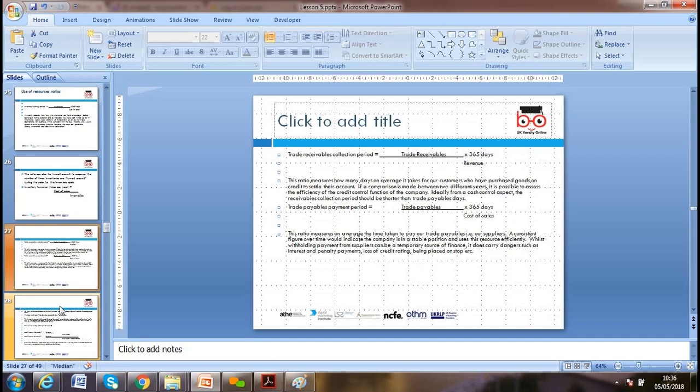Why? What do you think? Because normally when we have to pay over a longer time span, the interest rates are likely to get higher, and the supplier might be reluctant to lend us more products on borrowed money. Okay, trade receivable: why do we need to receive quicker from the customer?